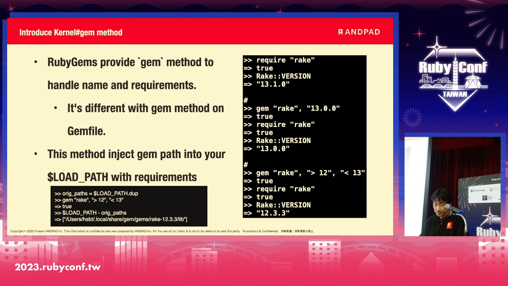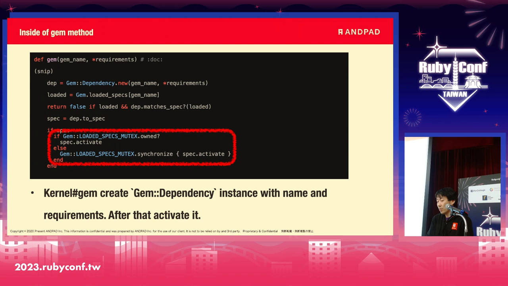So now let's look at how the gem method runs. RubyGems is written in purely Ruby code. It enables easy viewing and development of RubyGems. The gem method creates a Gem::Dependency instance, including the specifications such as the gem name and requirement, that is a version or range. RubyGems will activate the gemspec that was generated by Gem::Dependency. The gem method is only like this.